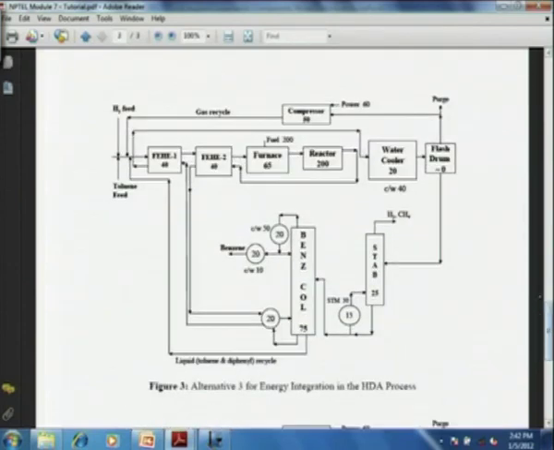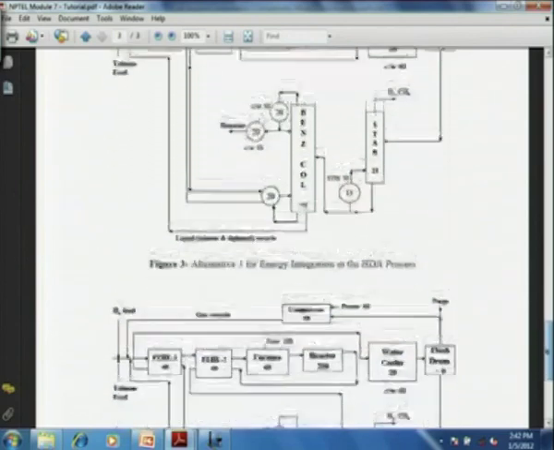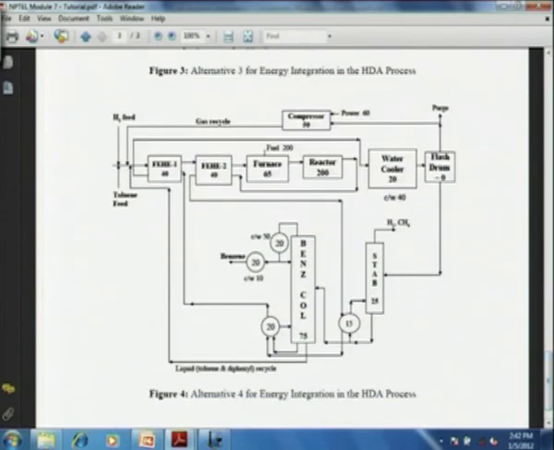The third alternative is now on your screen. Here we see that the benzene column reboiler is being driven by the reactor effluent. The stabilizer column has been given separate steam for the reboiler. Okay. Rest of the flow sheet is more or less similar. Okay. And finally, the fourth integrated flow sheet is that the reactor effluent first enters the second FEHE, thereafter it drives the reboiler of stabilizer column, thereafter it drives the reboiler of benzene column, thereafter it goes into FEHE1, the first feed to effluent heat exchanger, and finally into water cooler.